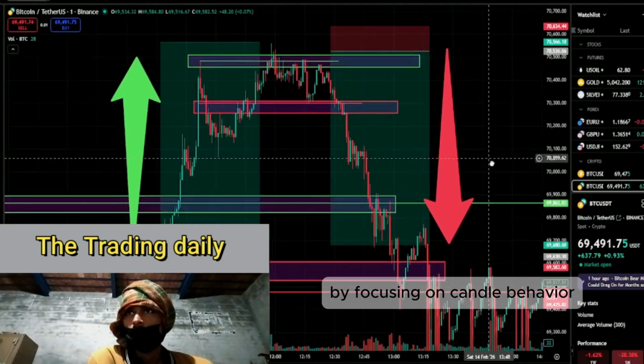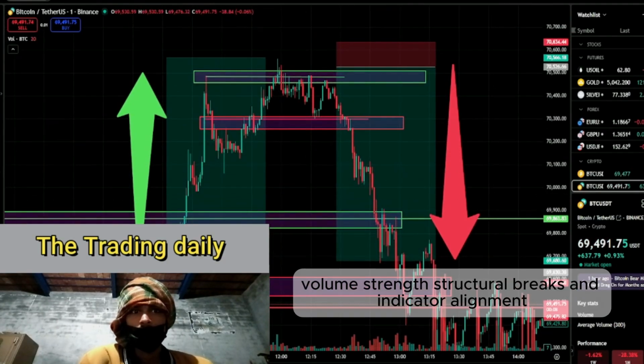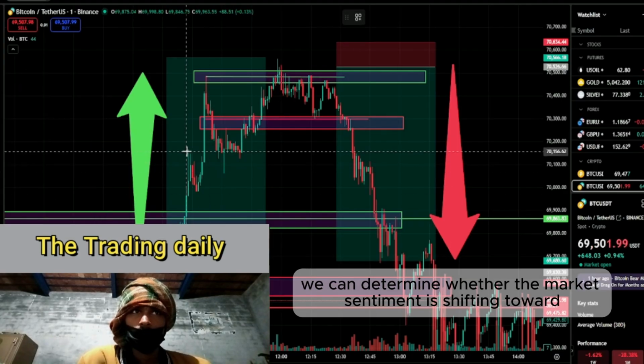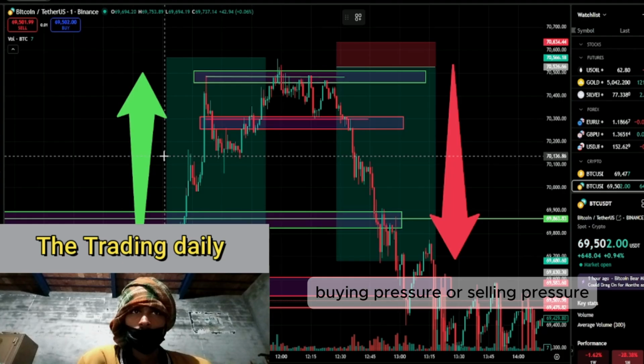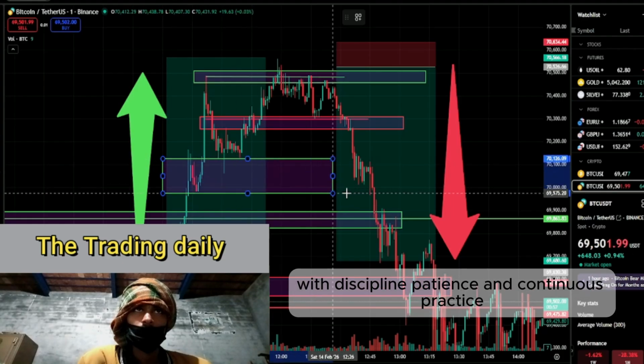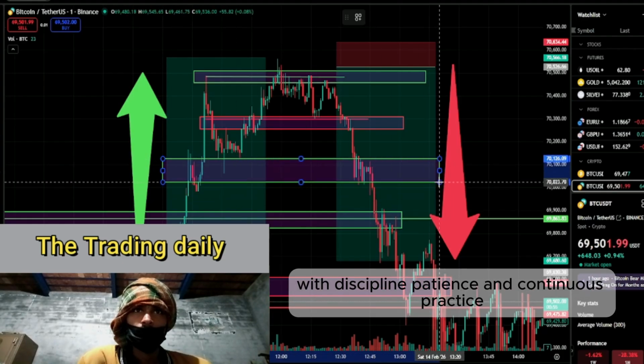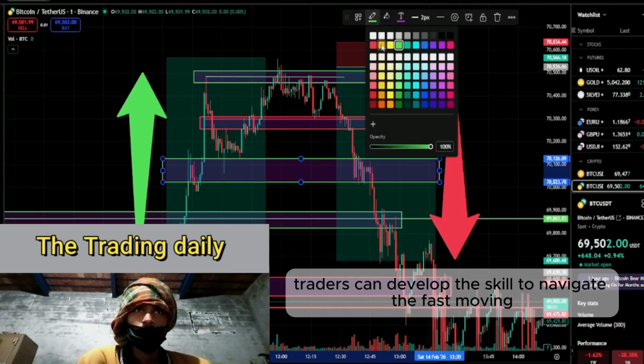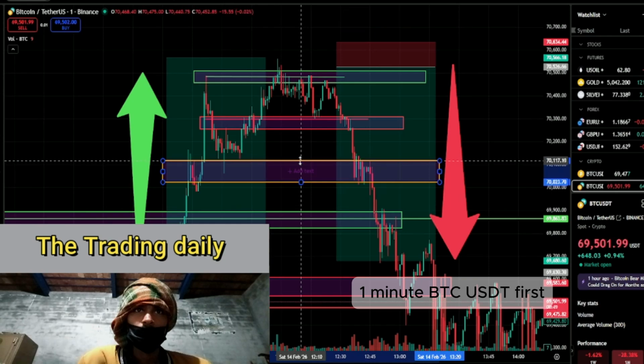By focusing on candle behavior, volume strength, structural breaks, and indicator alignment, we can determine whether the market sentiment is shifting toward buying pressure or selling pressure. With discipline, patience, and continuous practice, traders can develop the skill to navigate the fast-moving 1-minute BTCUSDT.